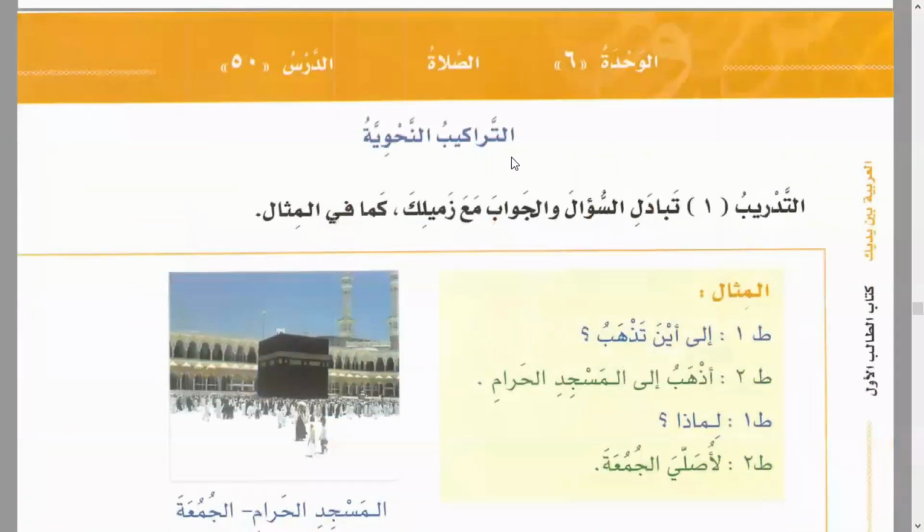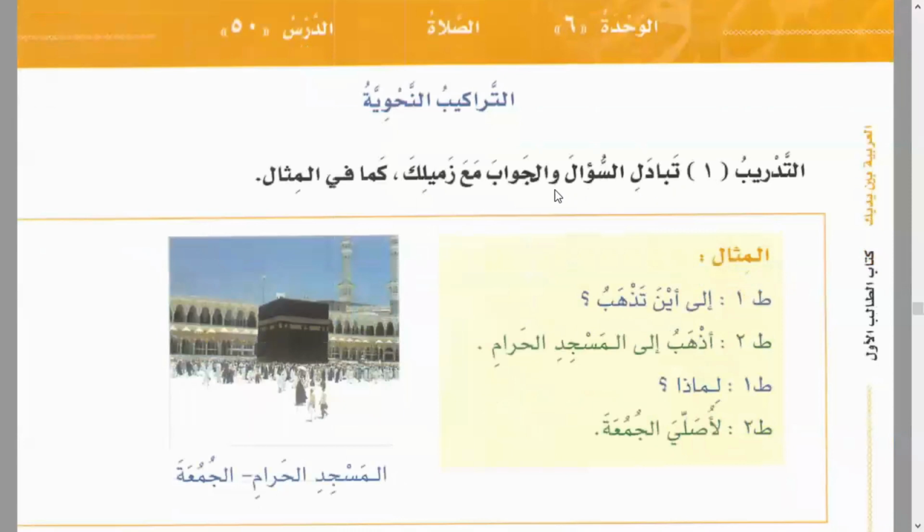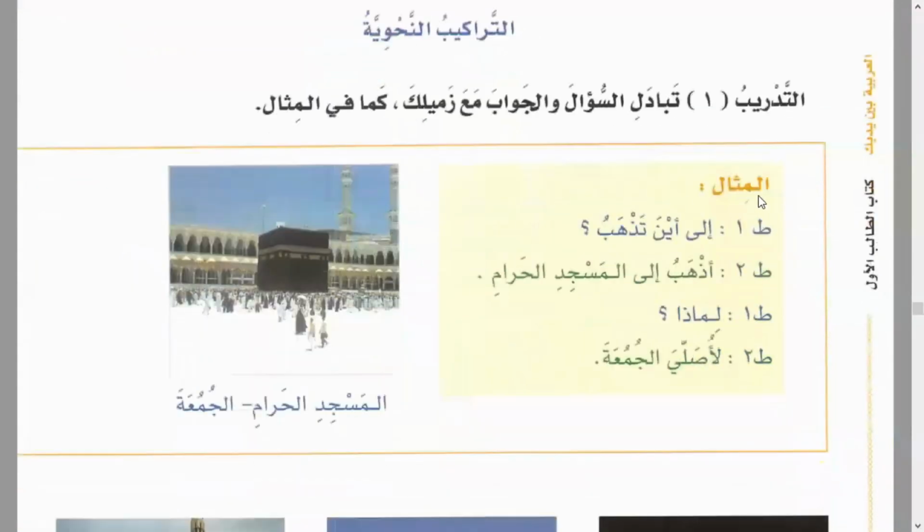Next part, as usual, is التراكيب النحوية, grammar constructions. Right? التدريب الأول تبادل السؤال والجواب مع زميلك كما في المثال. So we'll practice all those constructions which we've used in the lesson. Right? المثال. The first one, إلى أين تذهب? Where are you going? Right? So we learned تذهب is for where are you going, right? But it also can mean where is she going? So تذهب or تفعل, the pattern تفعل can also be used for where is she going, right?